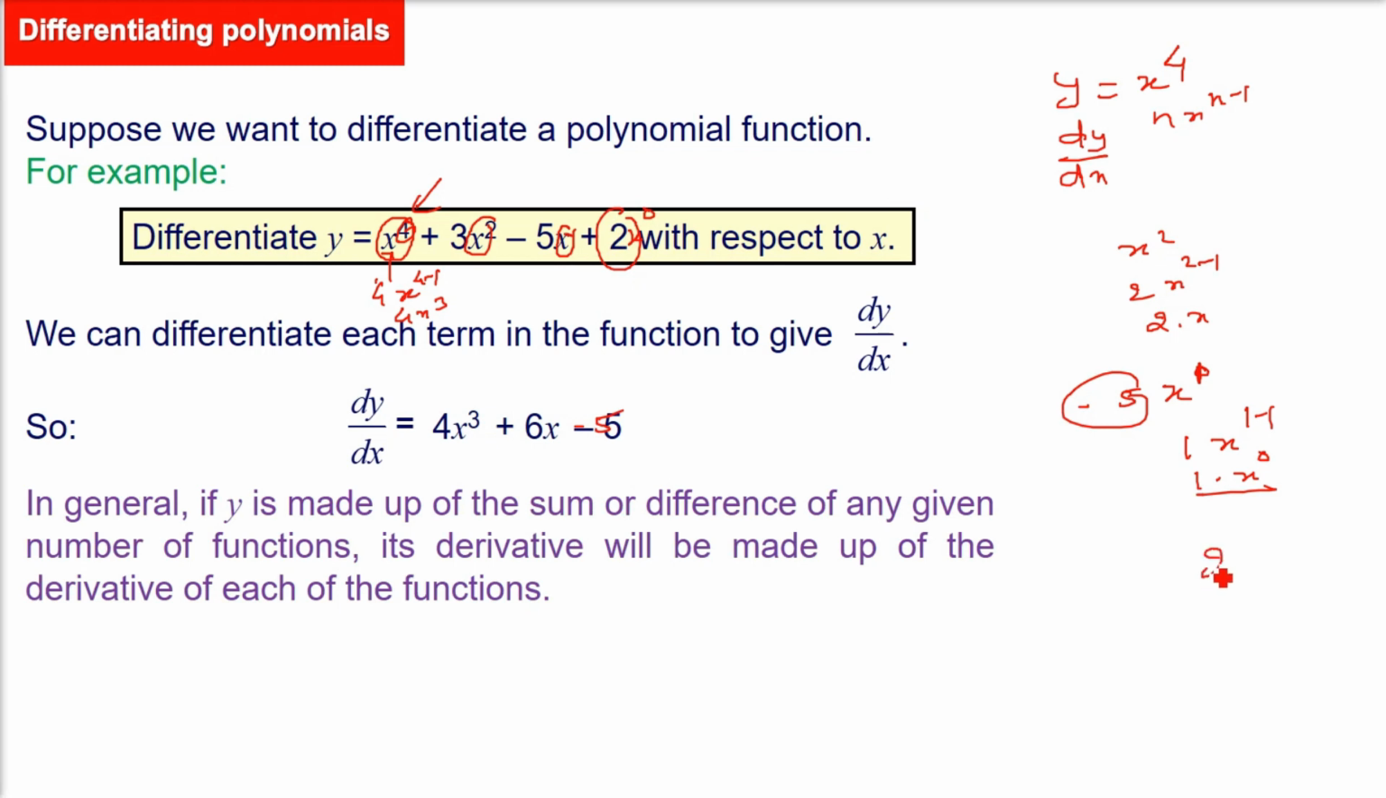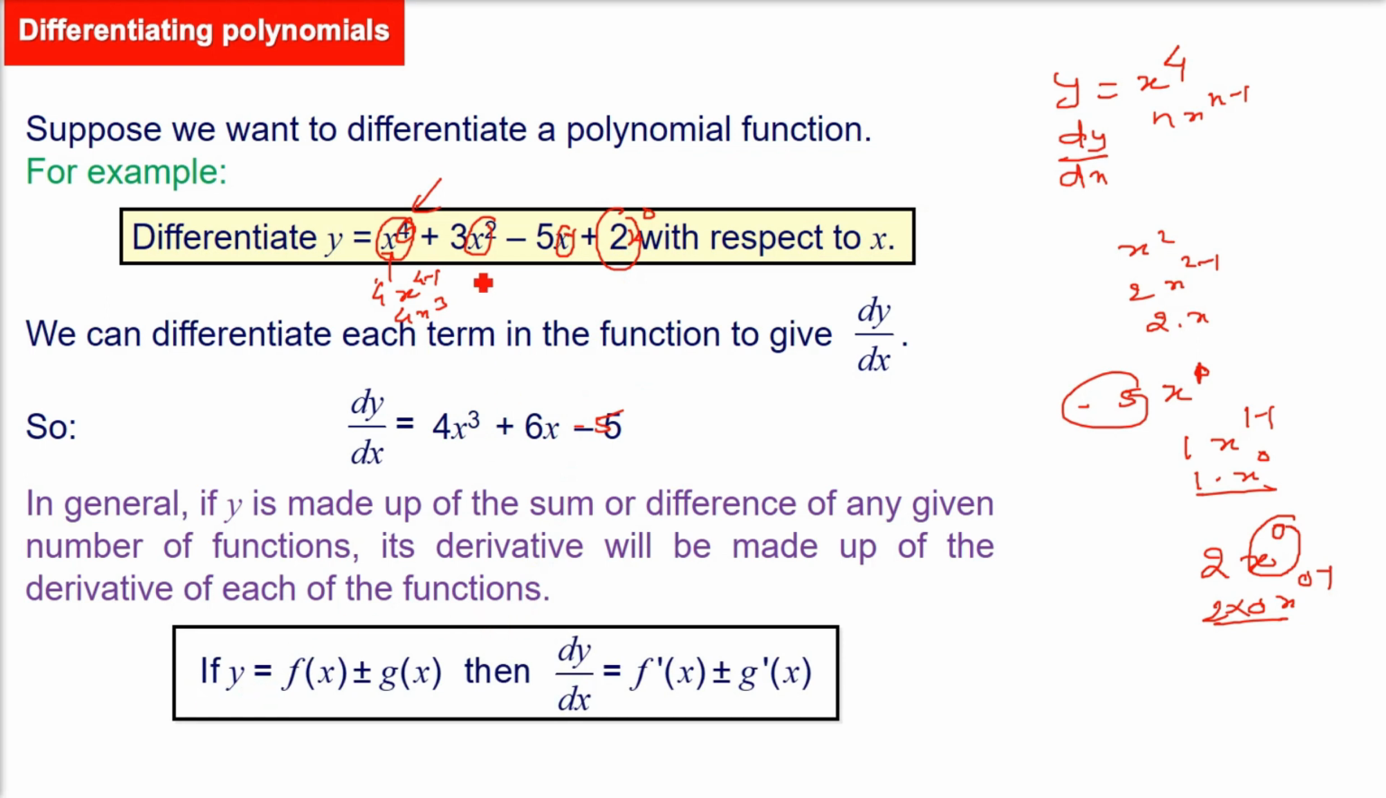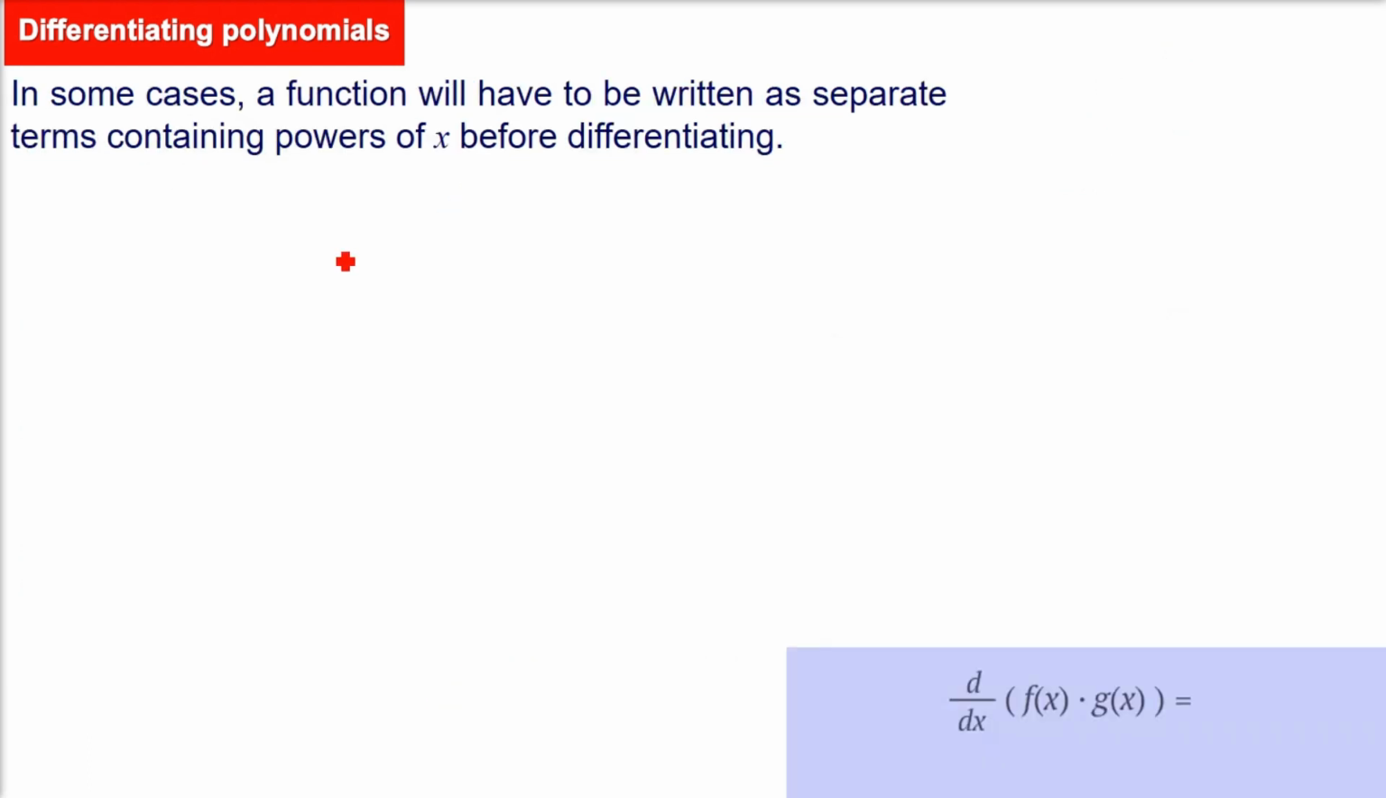Right? So when you have a polynomial made up of the sum or difference of a number of terms, the derivative will be made up of the derivative of each term in the polynomial function. So if you have f(x) and g(x), assume them to be two terms, x raised to 4 and 3x squared, just do the differentiation and combine them with respect to the sign.